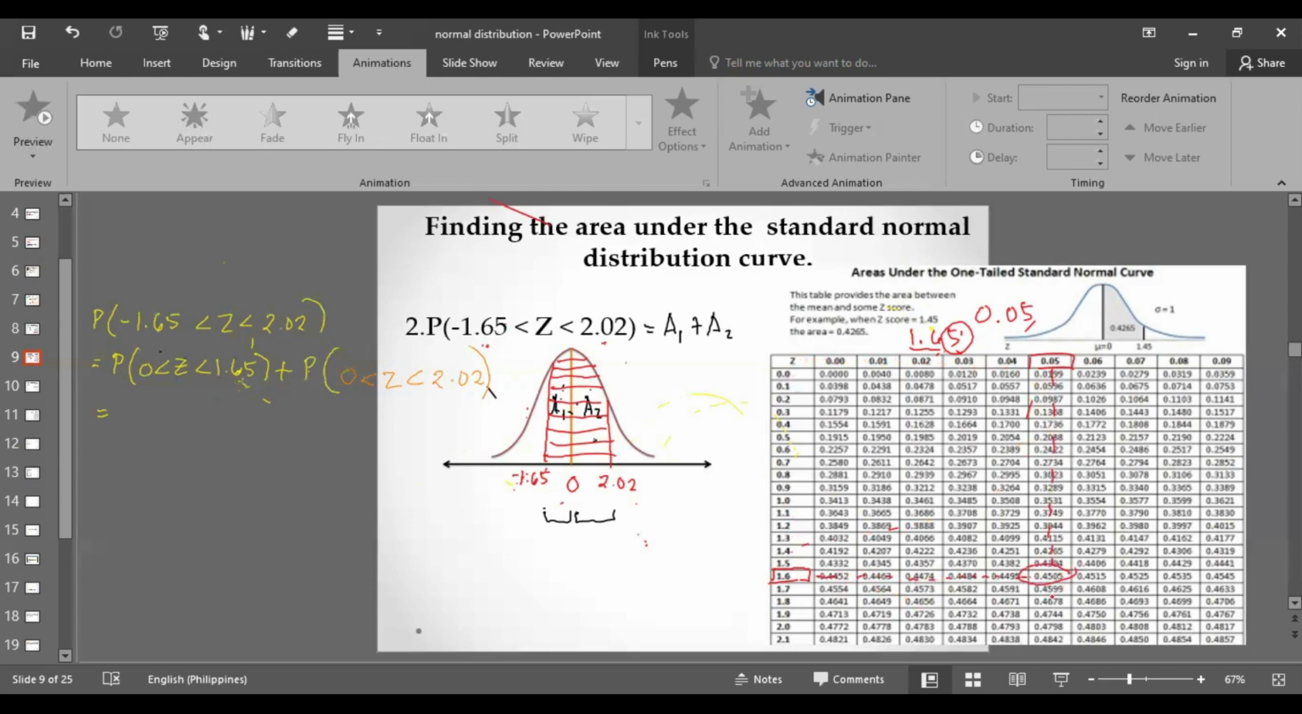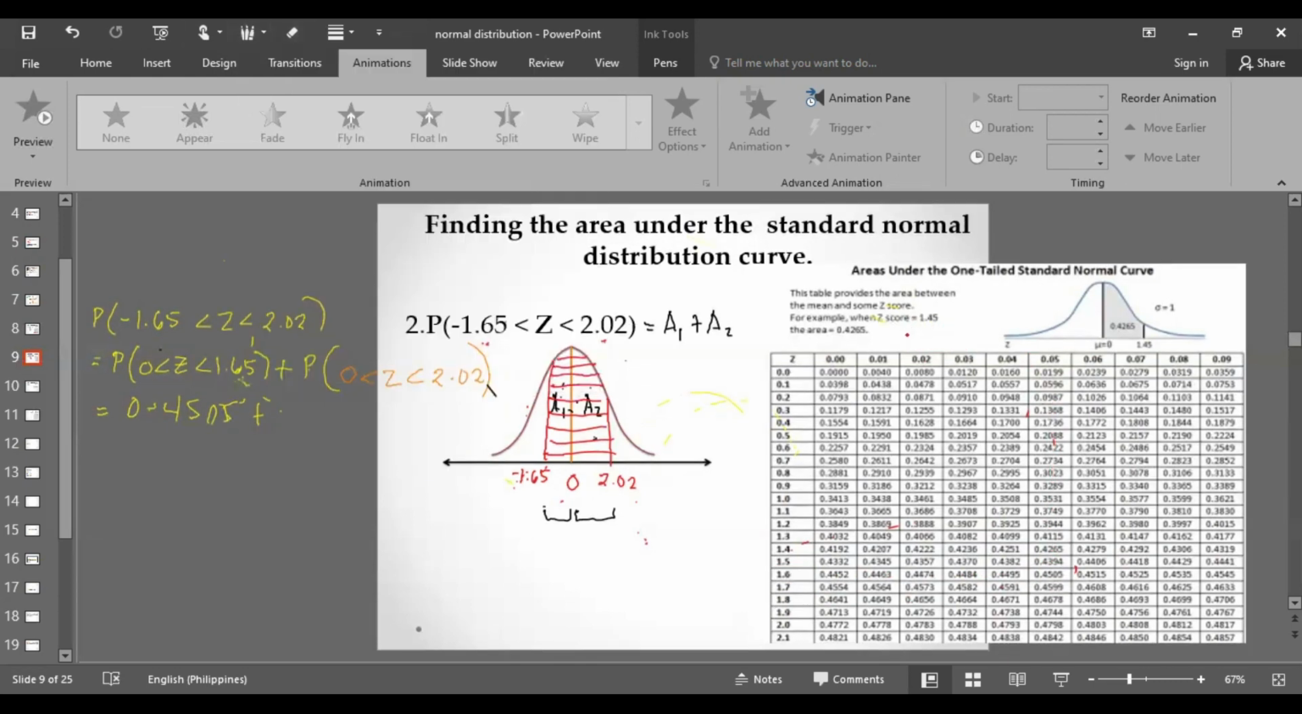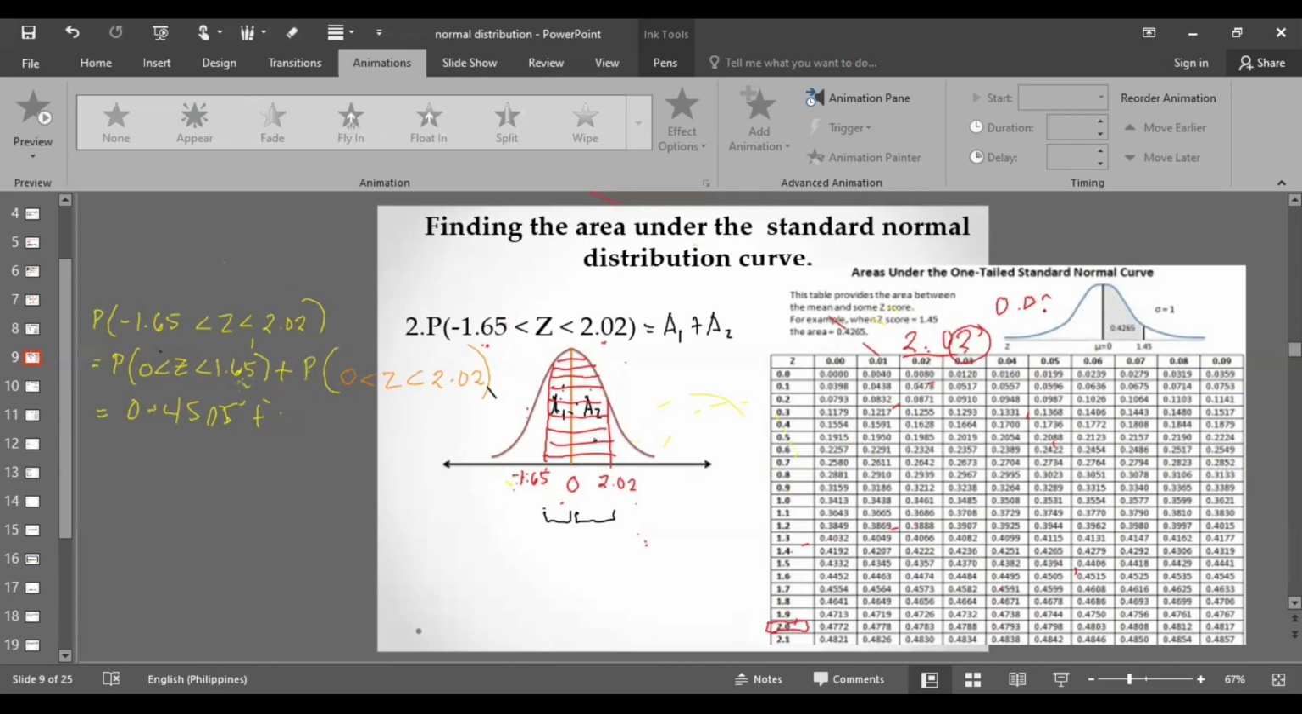It's 0.4505. So we write here 0.4505 plus the area between 0 and 2.02. So 2.0 is right here and 0.02 is right here.